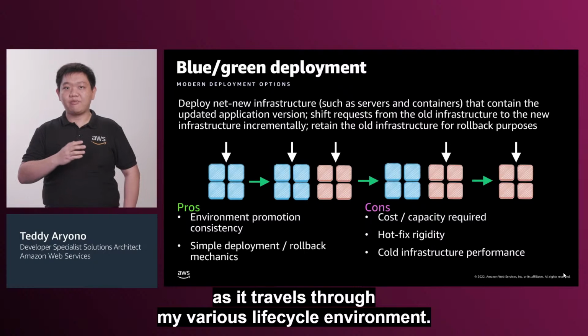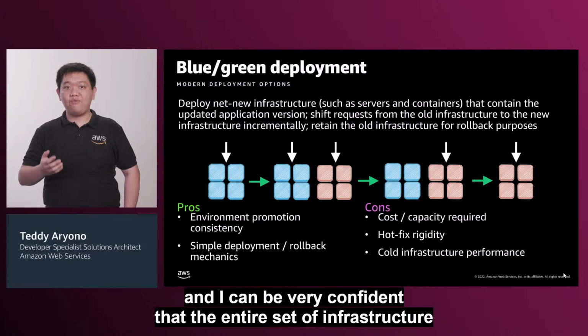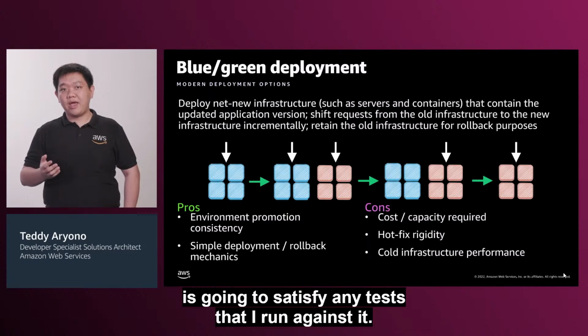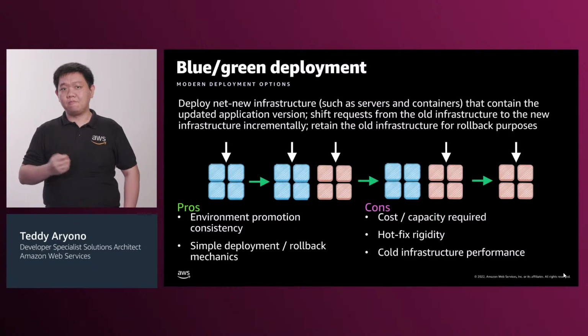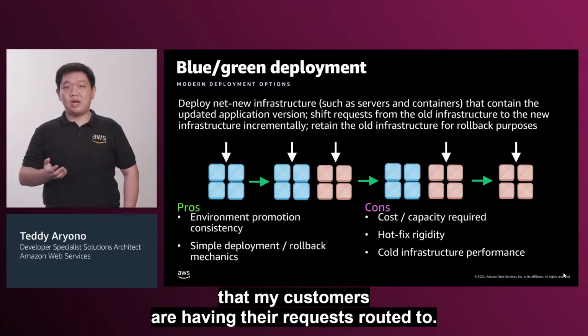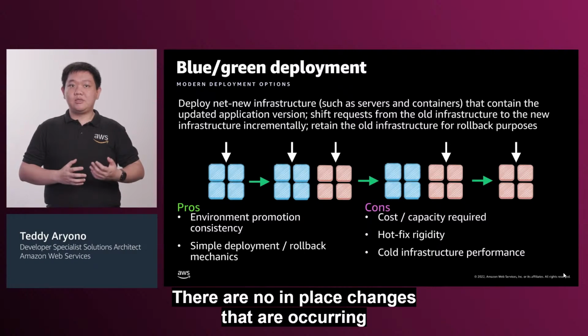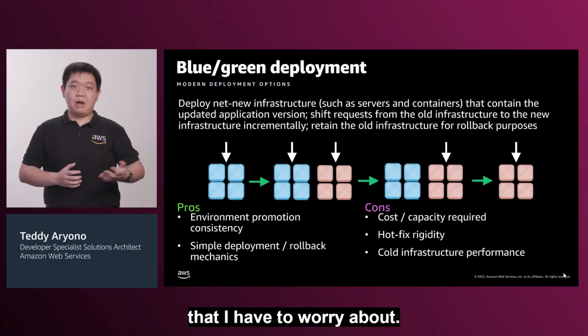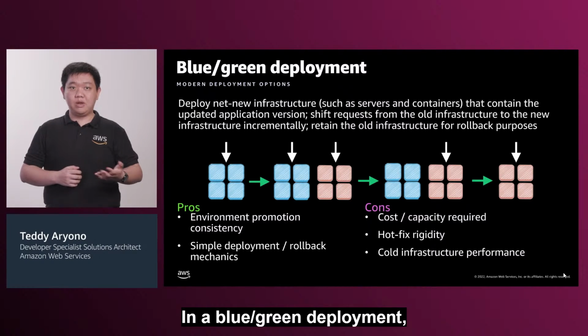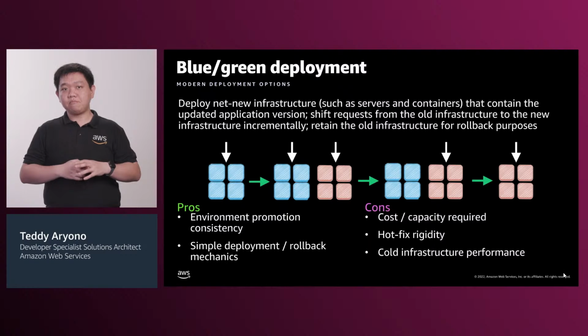Pros by taking this approach is I'm able to keep my environment consistent as it travels through my various lifecycle environments. I always produce a new full set of infrastructure, and I can be very confident that the entire set of infrastructure is going to satisfy any test that I run against it. It's going to be against the same environment that my customers are having their requests routed to. There are no in-place changes that are occurring that I have to worry about. In the blue-green deployment, I always get a fresh set of infrastructure.